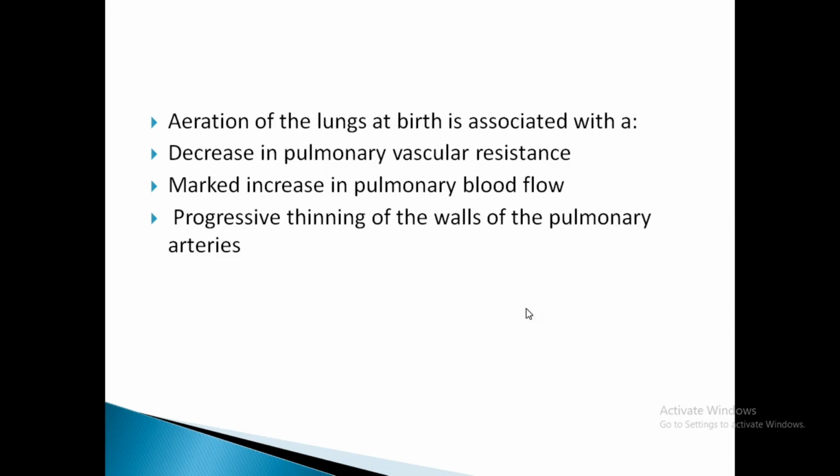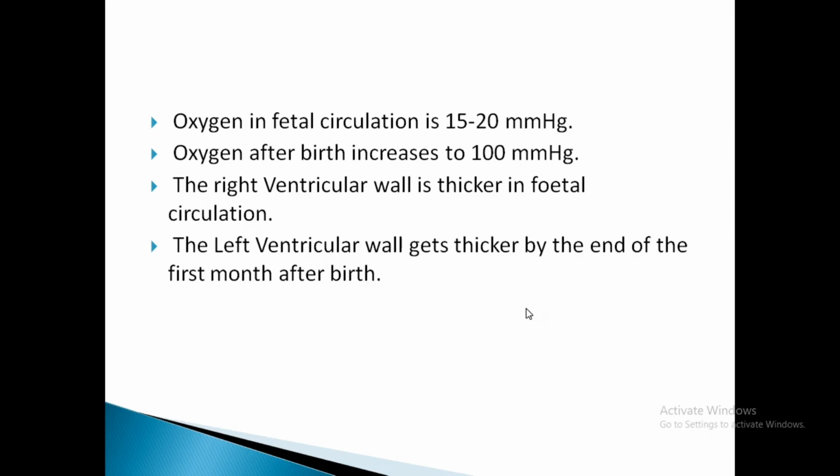So the aeration of the lungs at birth is associated with three factors. First of all, the decrease in pulmonary vascular resistance. Second, the increase in the pulmonary blood flow. And third, the thinning of the walls of the pulmonary arteries. Then oxygen in fetal circulation is 15 to 20 millimeter of mercury. Oxygen after birth increases to 100 millimeter of mercury.